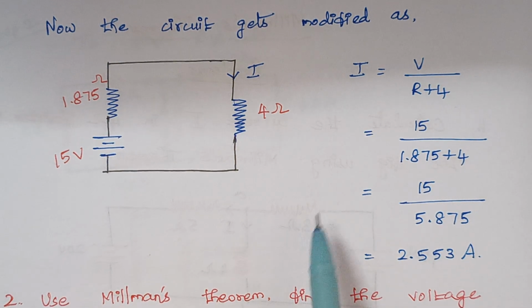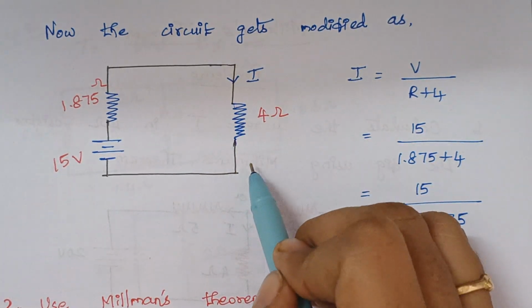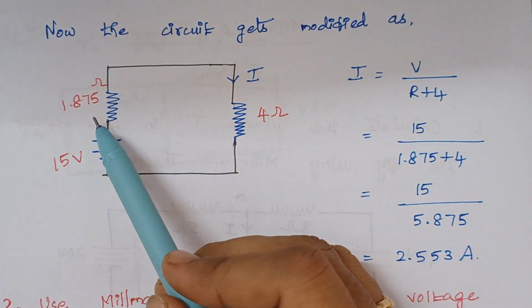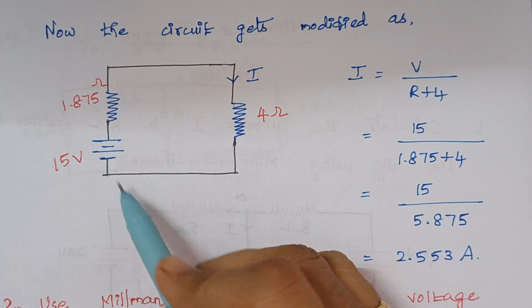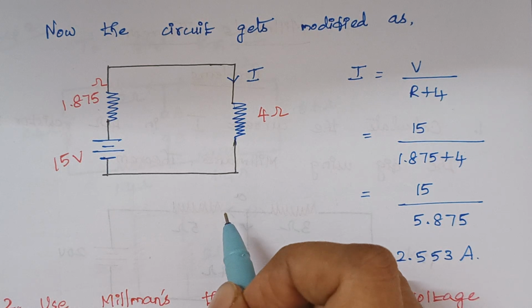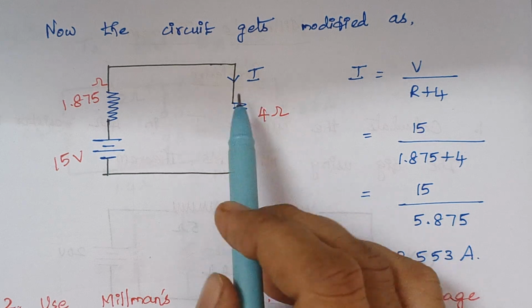Now when you redraw the circuit, this 4 ohm remains as such, and we have found the voltage and impedance values. So just draw these things. And once everything is done, by using the same thing, how do we calculate I?